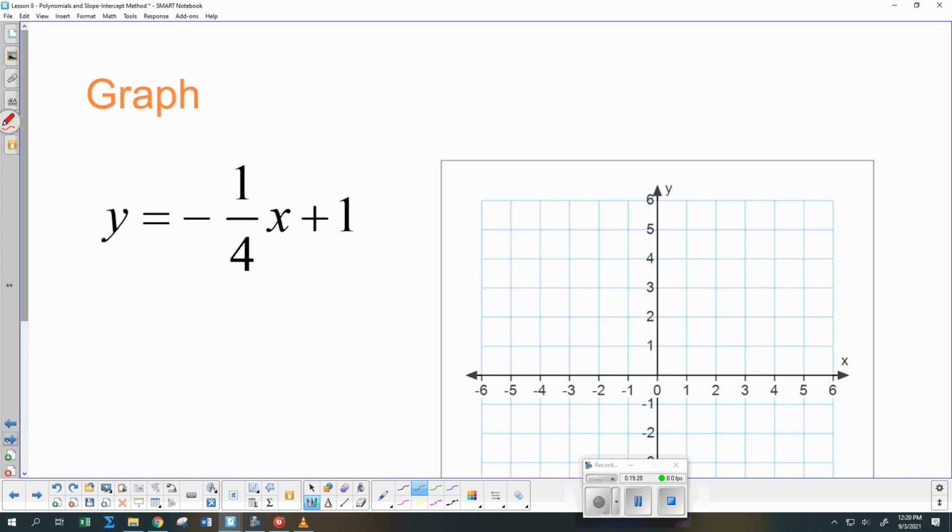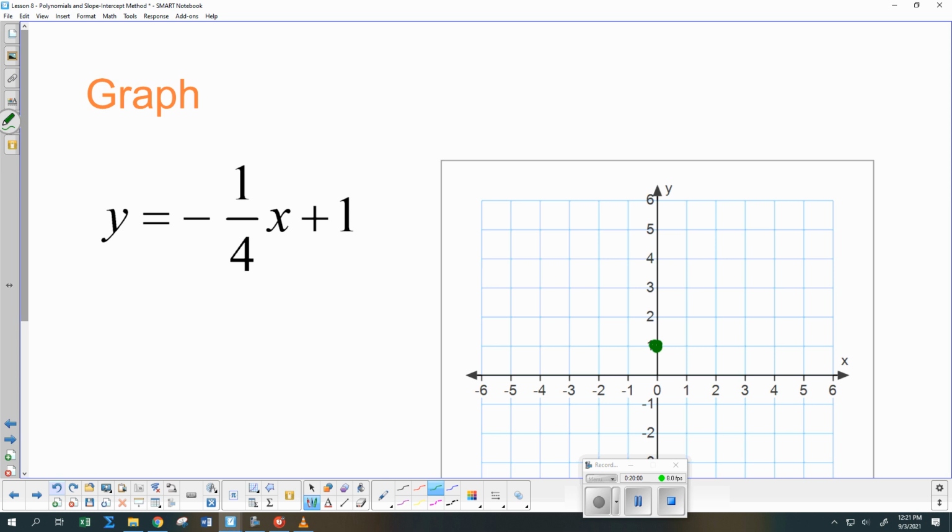So first one, pretty easy. Is it already y equals? The heads are nodding yes. So it's in the form that we need it. Who can tell me where I need to start for this one? What am I looking at here? The plus 1. I've got to start with (0, 1) on the y-axis. That's my starting point. Who can tell me what my slope is?